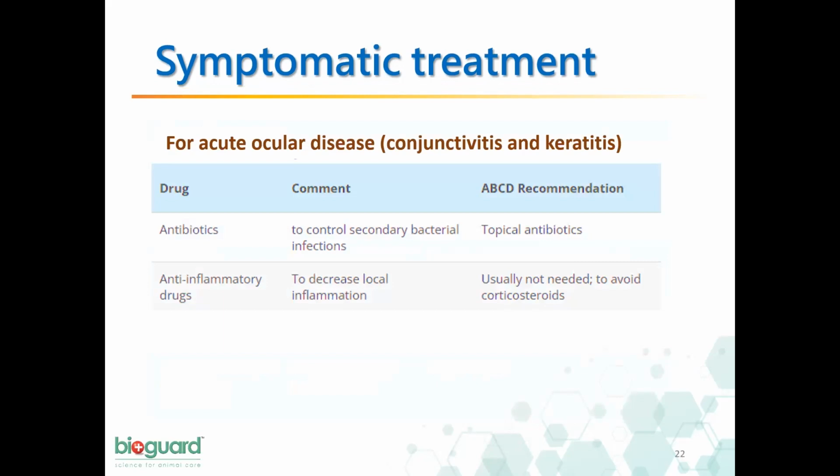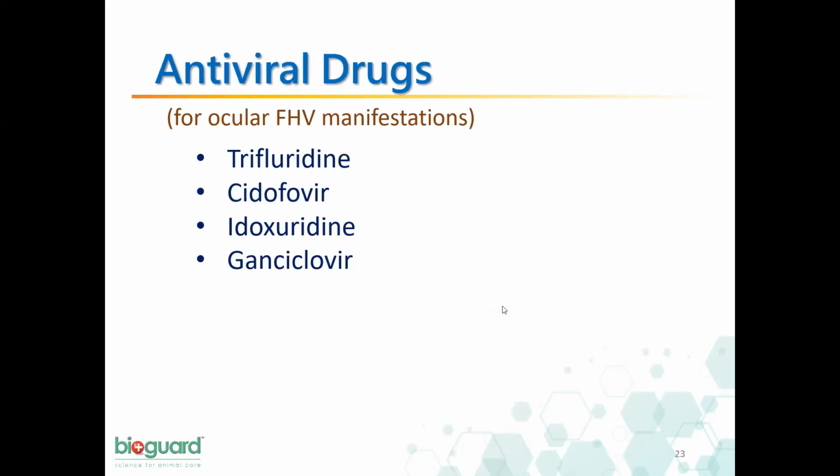When we talk about acute ocular diseases such as conjunctivitis or keratitis, they can be treated with topical antibiotics, and also anti-inflammatory drugs to decrease the local inflammation. We can avoid glucocorticoids in this case.